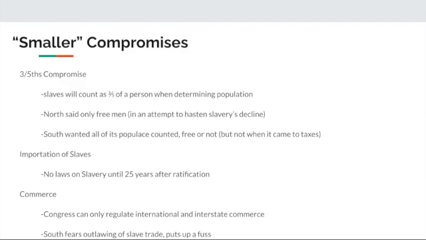So here are the big compromises that go into the Constitution. The first is the 3/5 compromise, which you are familiar with because of United States history.